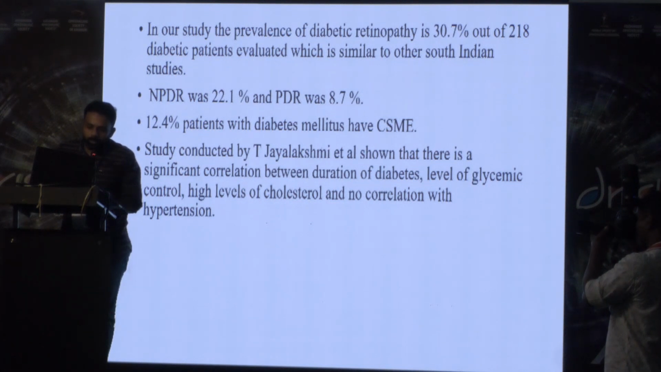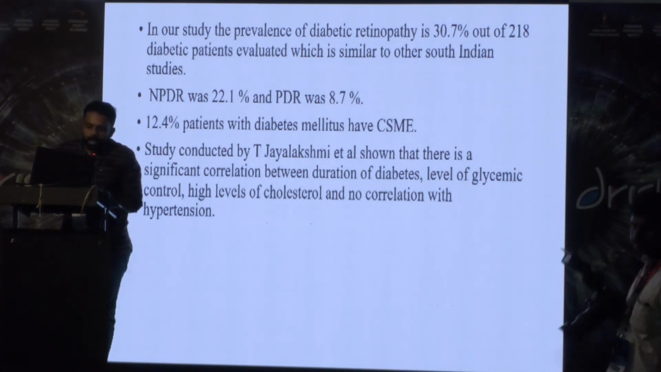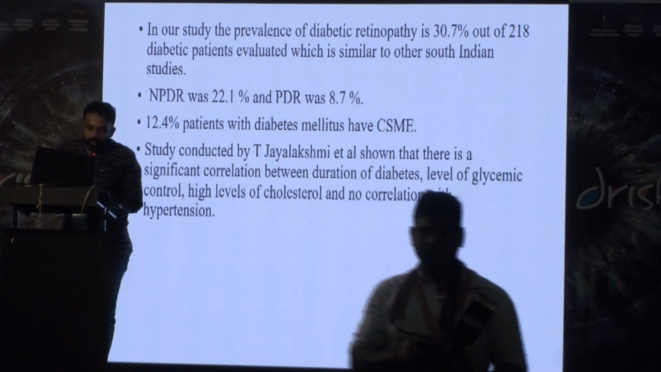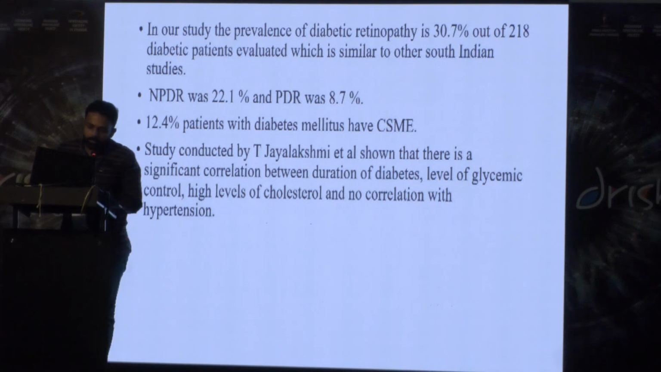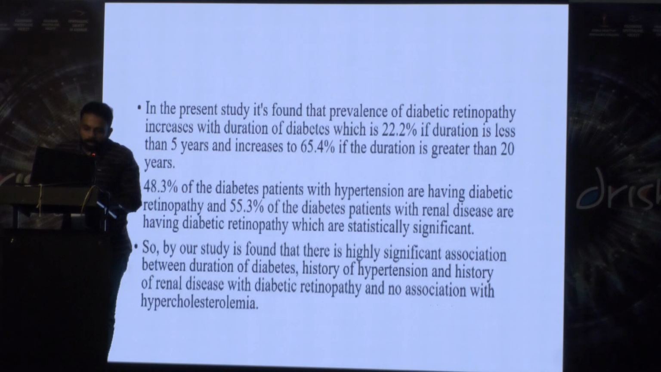NPDR was 22.1% and PDR was 8.7%, while 12.4% of the patients with diabetes had CSME. The study conducted by Dr. Jalakshmi showed that there is a significant correlation between duration of diabetes, level of glycemic control, high levels of cholesterol, and no correlation with hypertension. Whereas in our study, there is a highly significant association between duration of diabetes, history of hypertension, history of renal disease, but no association with hypercholesterolemia.